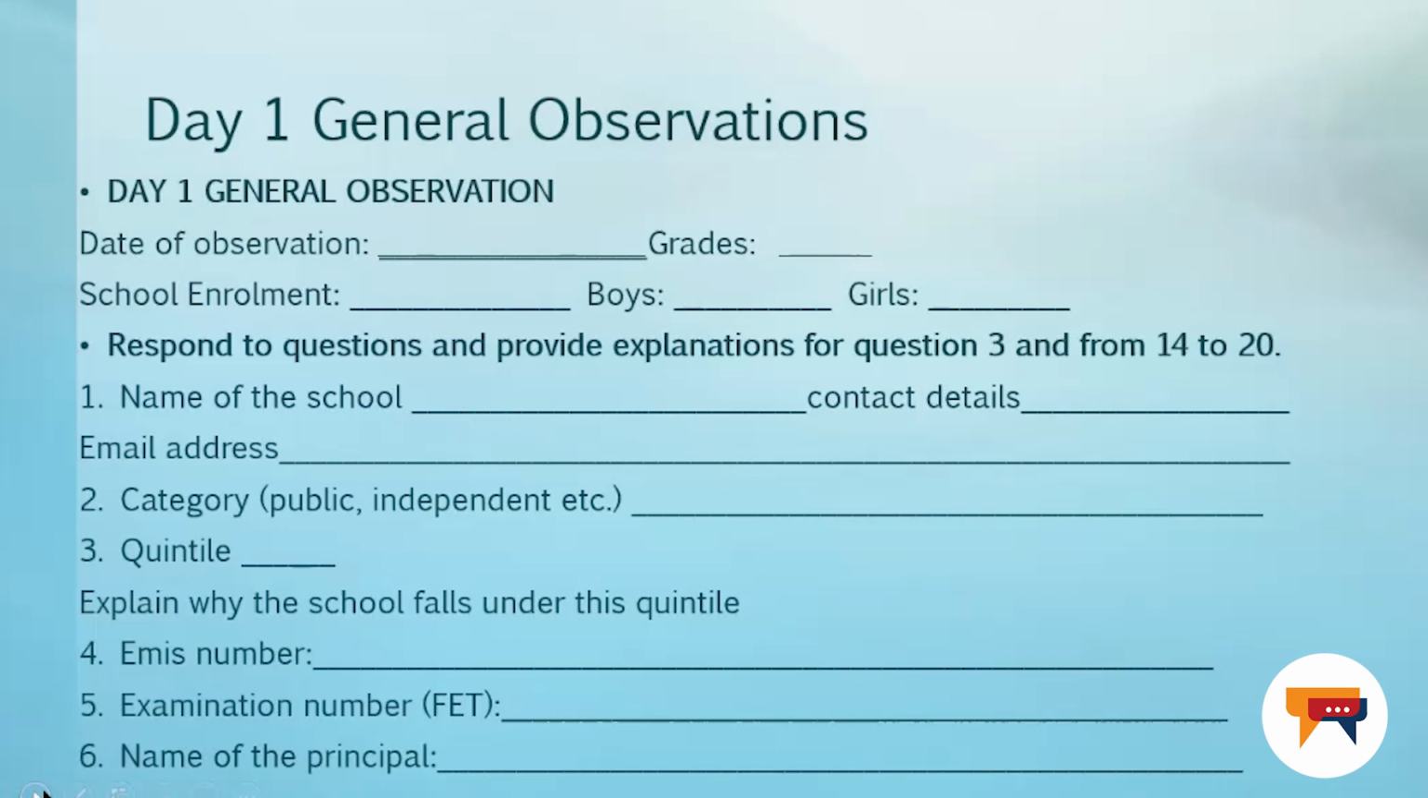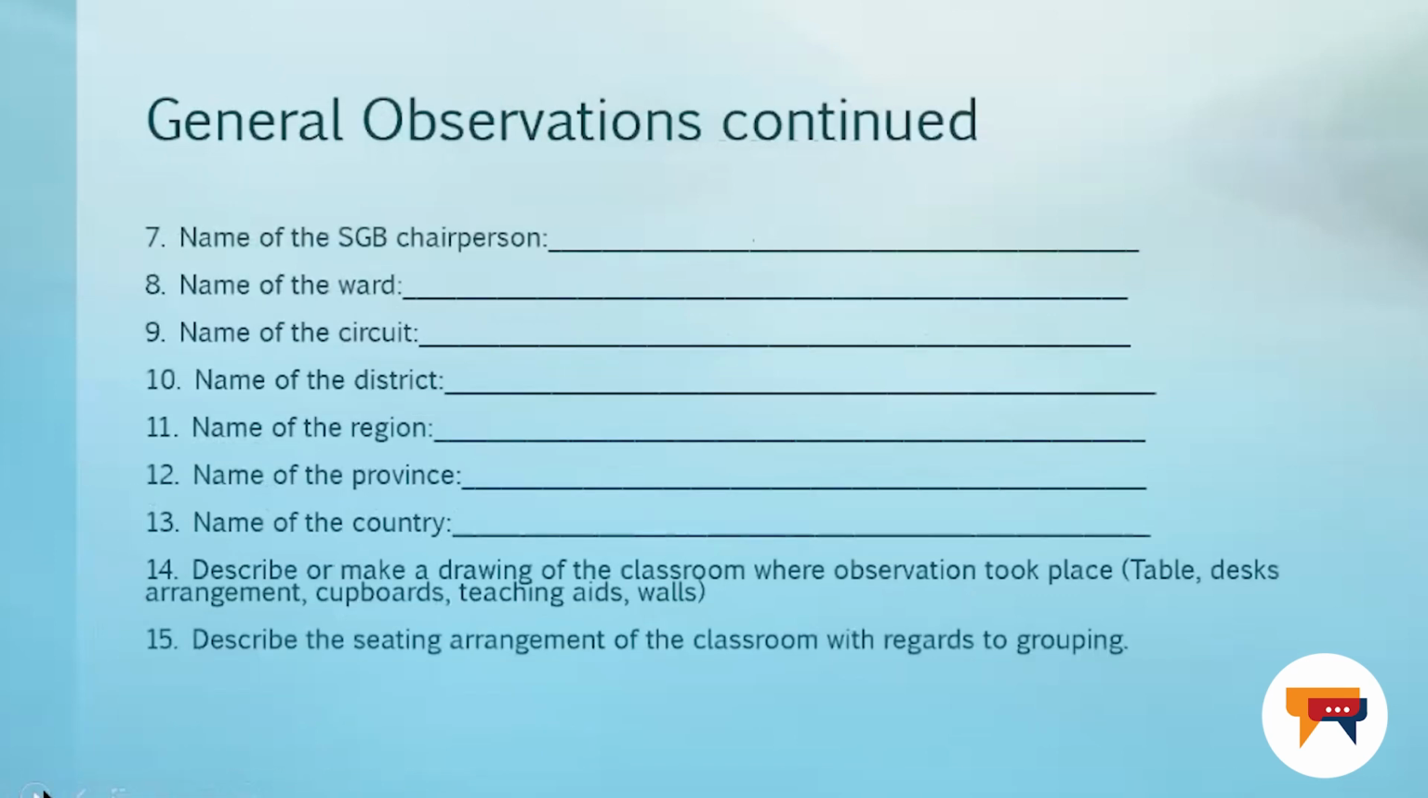The EMIS number, the examination number, remember it's an FET module, so get me the examination number, the name of the principal, all of this you get from the school secretary. The name of the SGB chairperson, the name of the ward, the circuit, the district, the region, the province, and the country. Remember, some of you may not be doing your teaching practice here in South Africa, so you will choose the country you're doing it in, maybe within Africa or internationally.